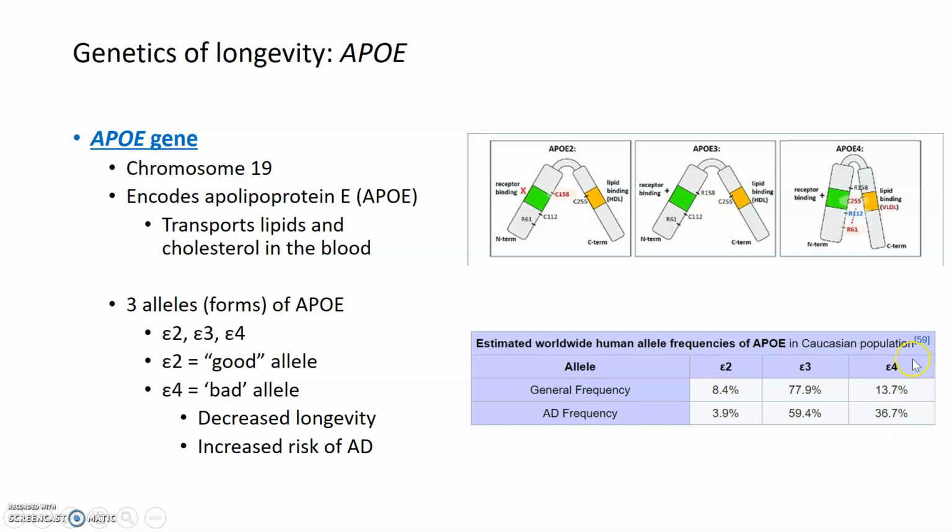And so a lot of people who are homozygous for the E4 allele will ultimately develop Alzheimer's disease. And there are ongoing studies on the ApoE gene and how it actually increases the risk of Alzheimer's.